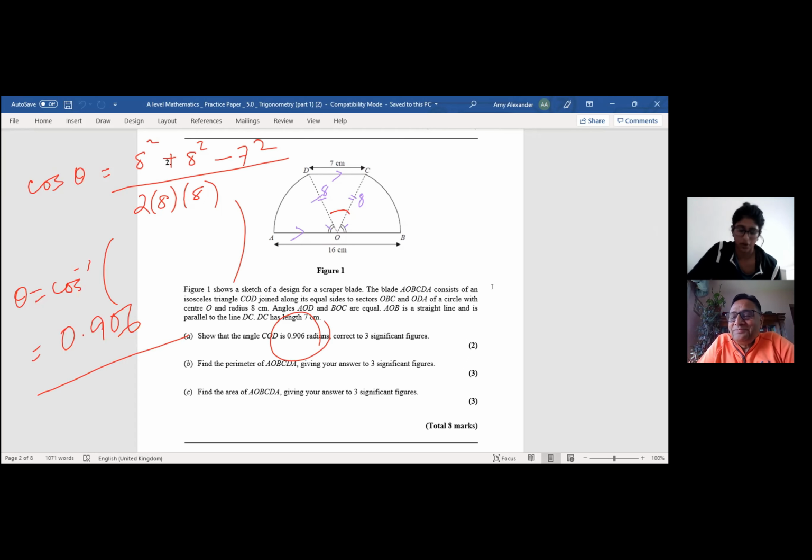What do you get? Oh, yeah, 2 times 8 times 8. Forgot the answer was given. 0.9056. So when you round it to 3SF, it's 0.906.